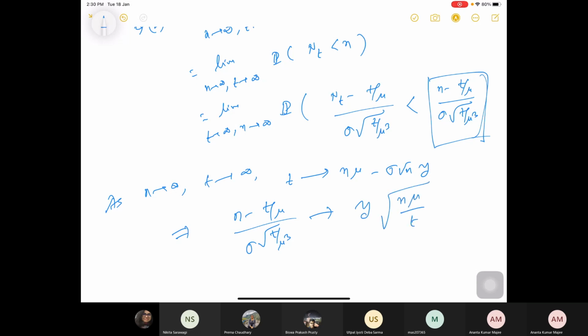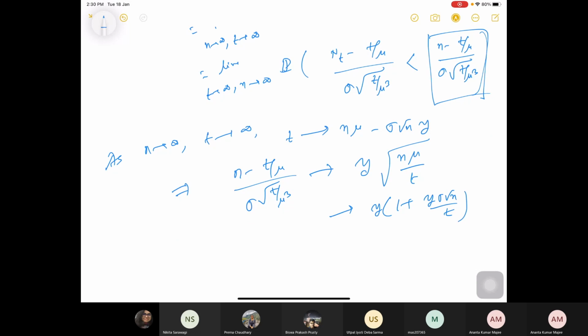which again converges to y times 1 plus y sigma root n by t, to the power, the square is there, so you put the square. Now as t goes to infinity, this part goes to 0, and so this goes to y, meaning this part goes to 0, so you have y. That means what I'm saying is that as n goes to infinity and then t goes to infinity, this part converges to y.